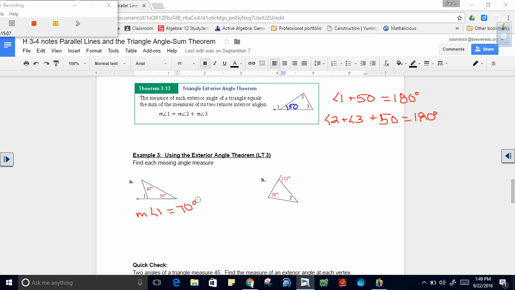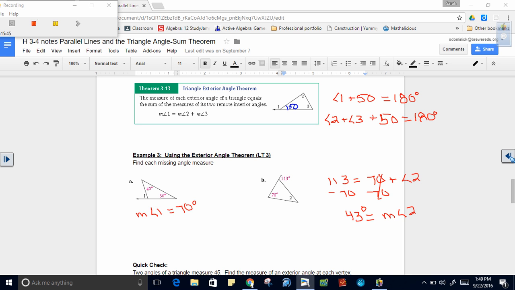And yes, there are definitely other ways you could find that. You could find this angle, take it away from 180, but it'll just be kind of doing the same math twice. Here, if that's 113 as an exterior, my exterior angle of 113 should be equal to the sum of my remote interior. So subtract 70 from both sides. So the measure of angle 2 will be 43.